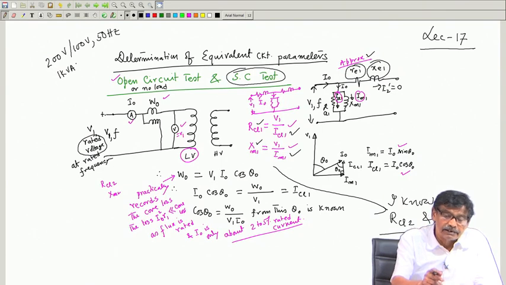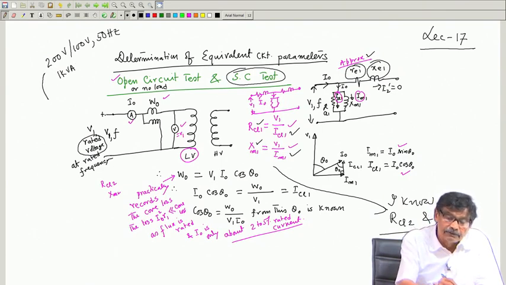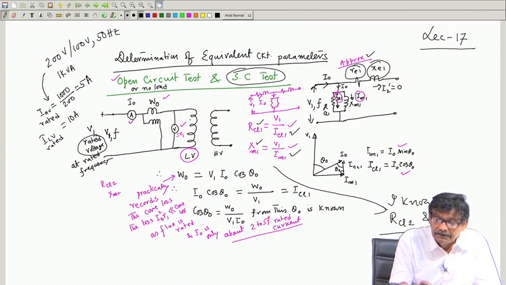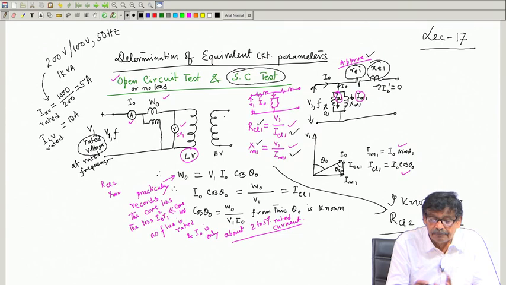Now, the moment this is 1 kVA, I can calculate the IHV rated current, which is 1000 by 200, that is 5 ampere. And ILV rated will be 10 ampere. So, let us talk in terms of this transformer, then things will be much clearer. While doing the LV open circuit test, I should apply 100 volt here, the LV side I have to energize at 100 volt, and that is all.